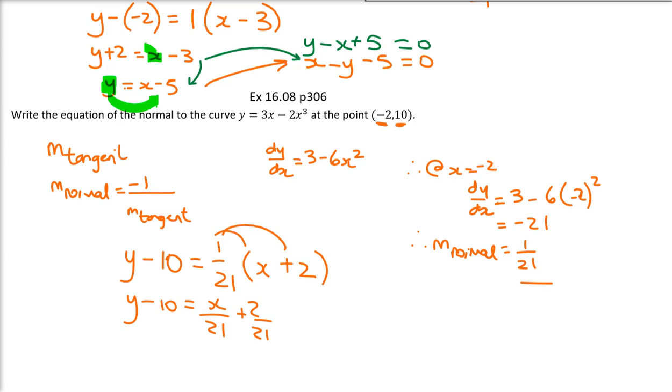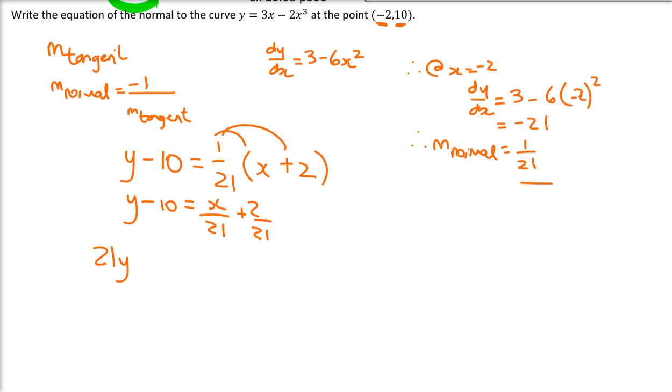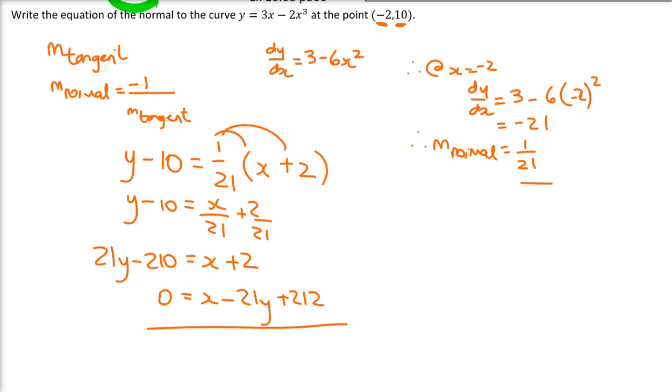But this is the case where it's slightly different. So above, I want it to be equal to 0 with no fractional coefficients. So what I've got to do here to get rid of the fractional coefficients? Multiply everything by 21, which makes it 21y minus 210 equals x plus 2. So now I can just easily move those to one side. Let's make it 0 equals x minus 21y plus 212. There would be your answer. Happy?